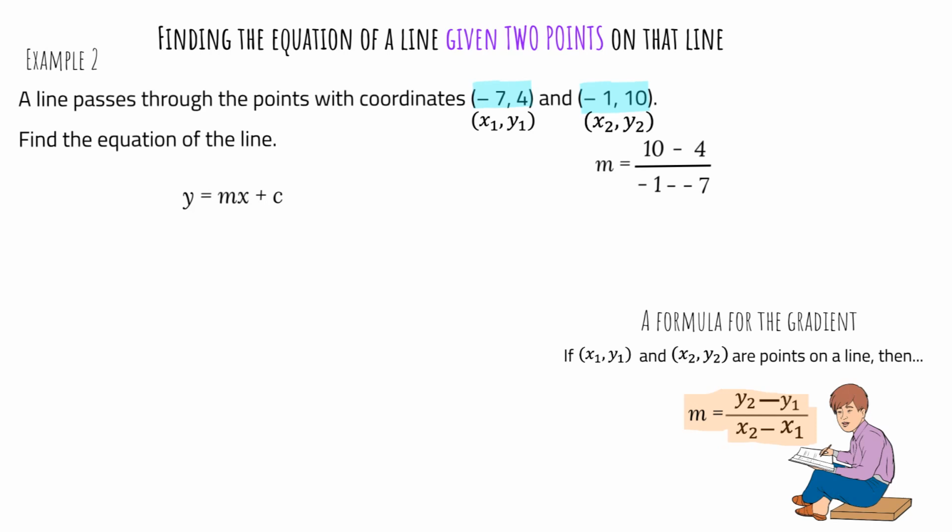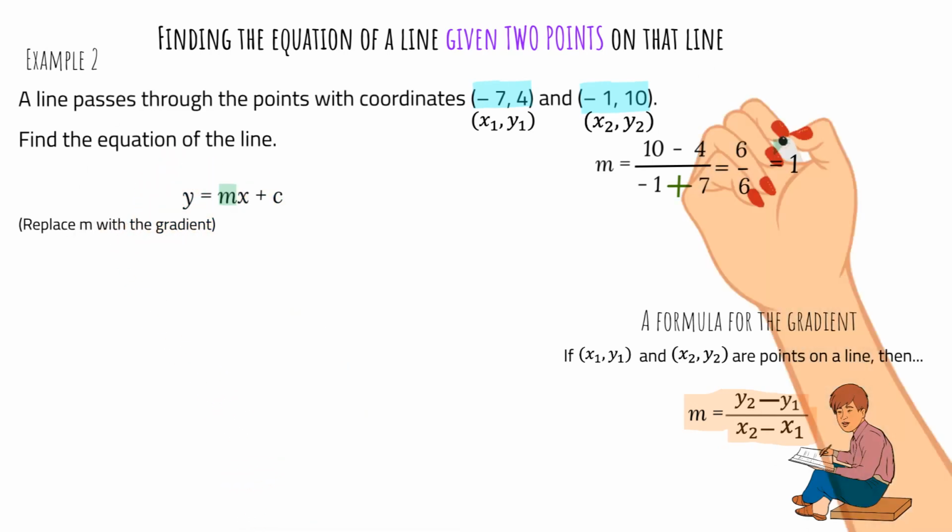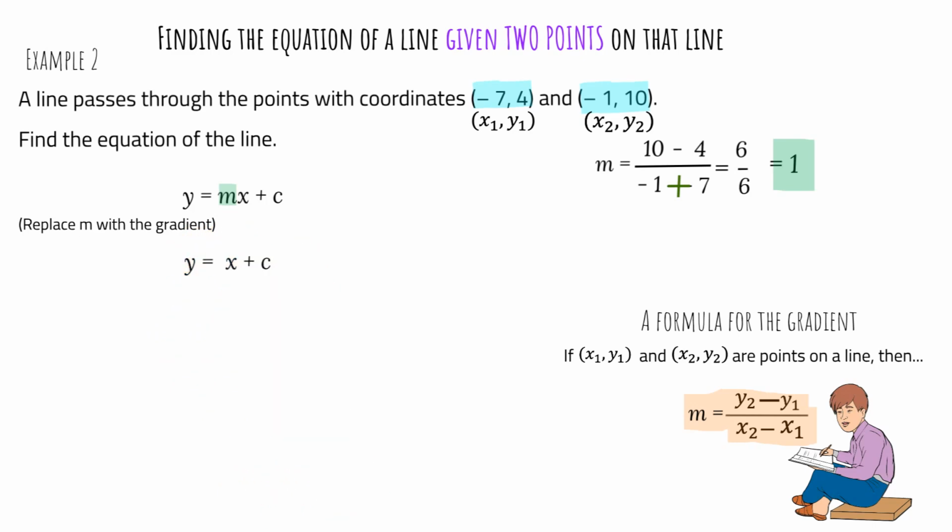It's really important here that you don't drop negative signs. A minus and a minus make a plus. So we end up with 10 minus 4, which is 6, and minus 1 plus 7, which is 6. So that simplifies to 1. And you should all be experts by now on what to do next. We know what m is. It's 1, so replace m with that gradient. I don't need to write the 1, obviously.